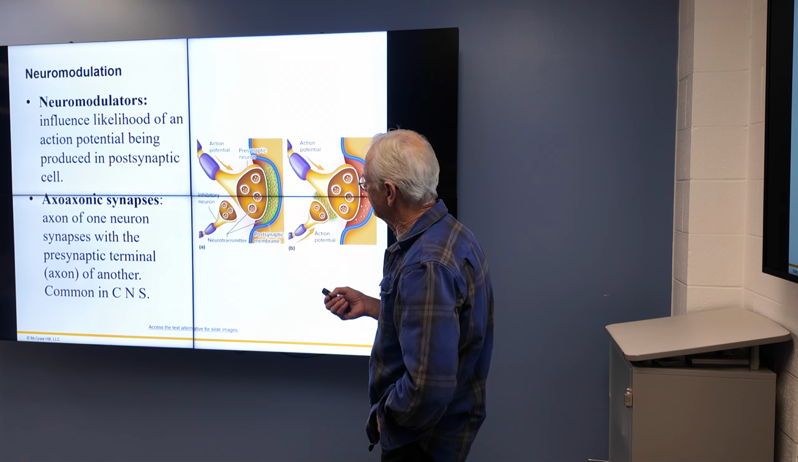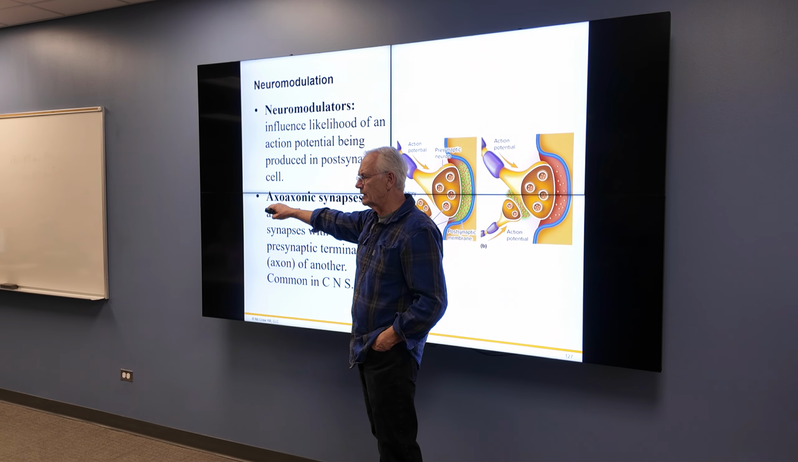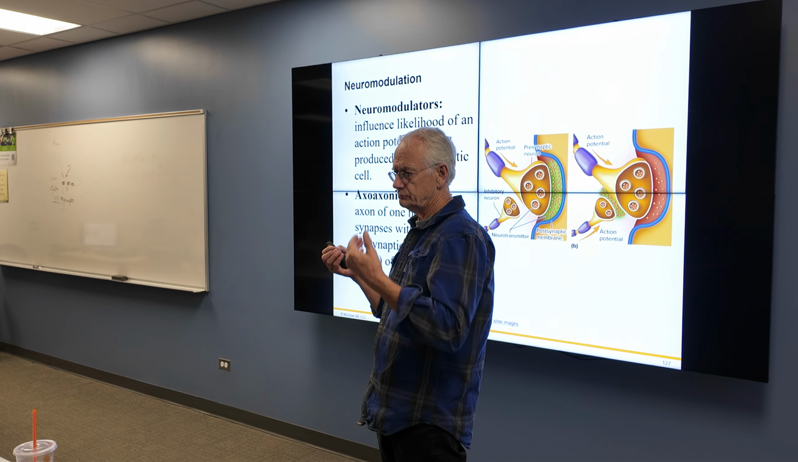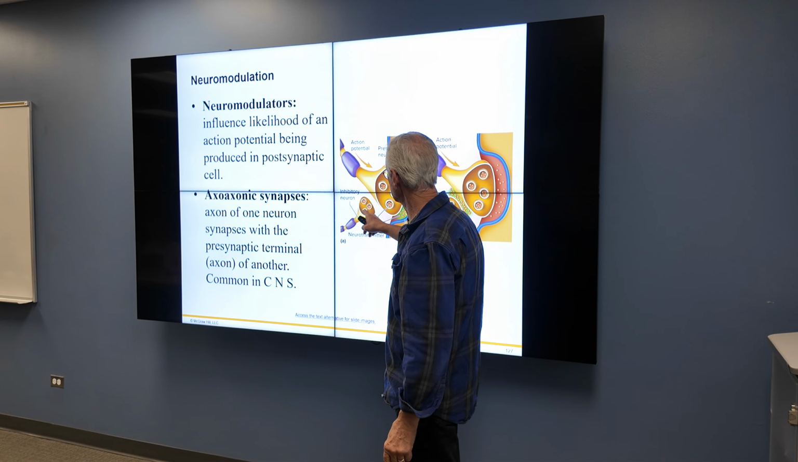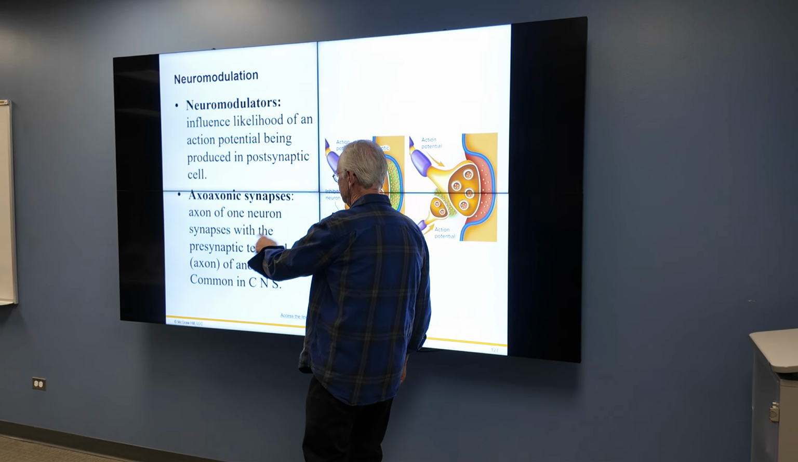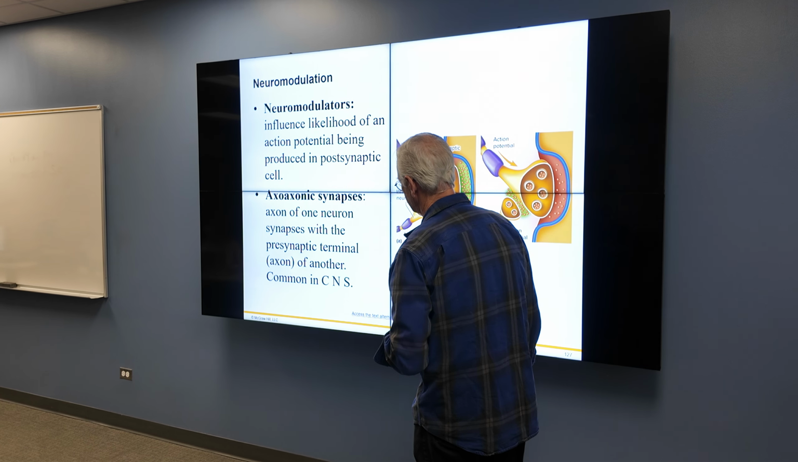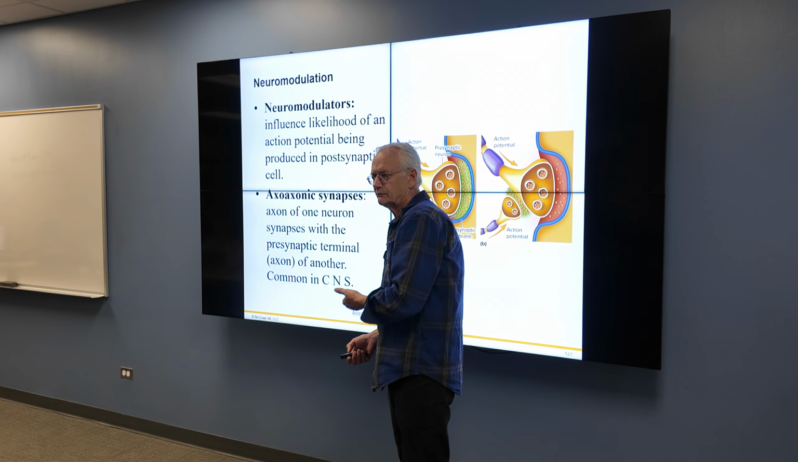Okay, so axoaxonic synapse. Does that make sense? Decode axoaxonic. We're having a synapse between what? Two axons. This axon and that axon. This one, the presynaptic and the inhibitory neuron. The axon of one neuron is going to synapse with the presynaptic terminal axon, and that is reported to be fairly common in the central nervous system, where we can influence that.